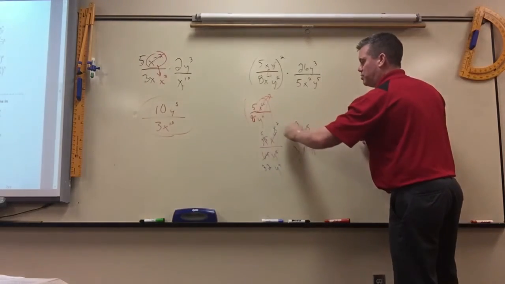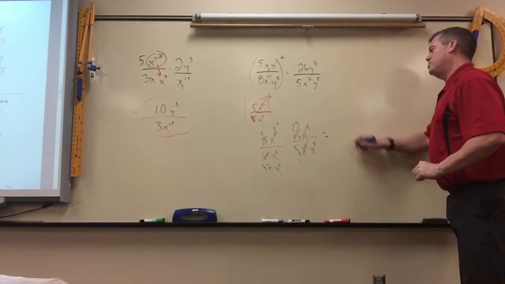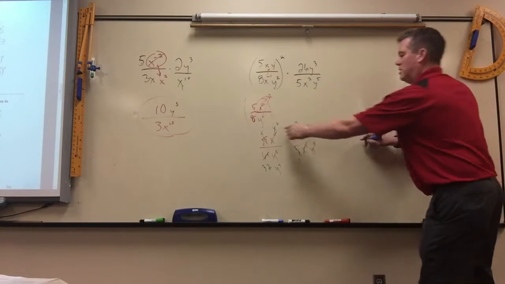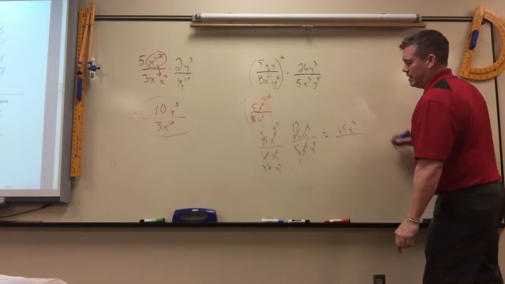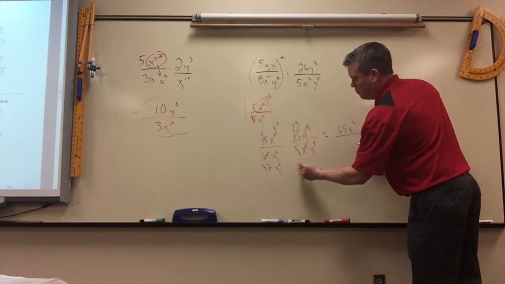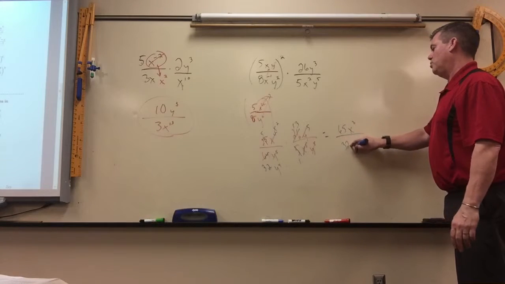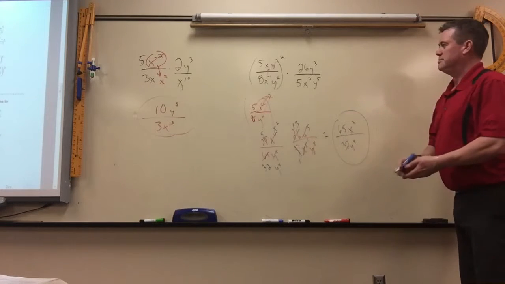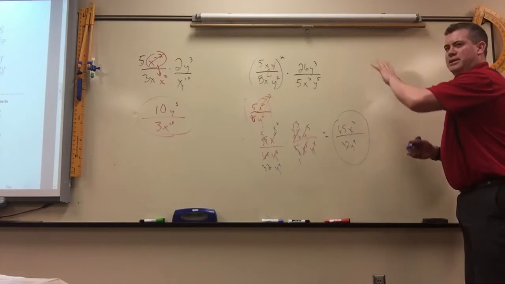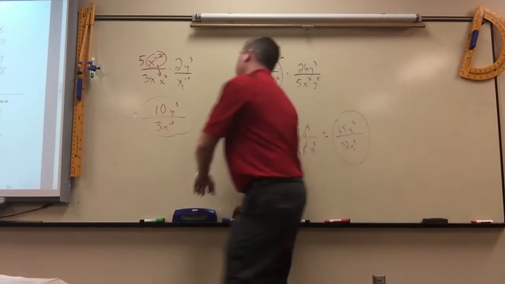So you can multiply the two numbers. 5 times 13 is 65, x squared. And on the bottom, a 32, a y to the 4th, and a 1. So it's just 32 y to the 4th. That's about as complicated as these will get.